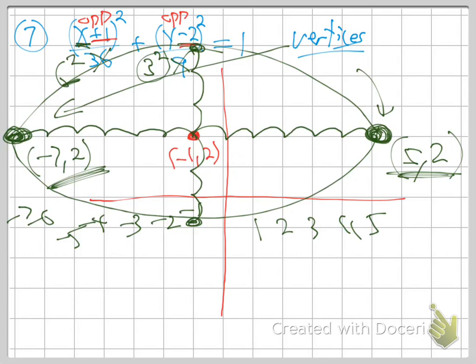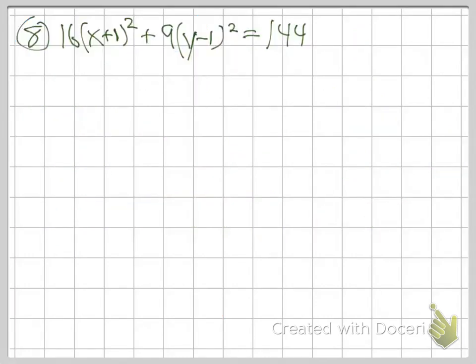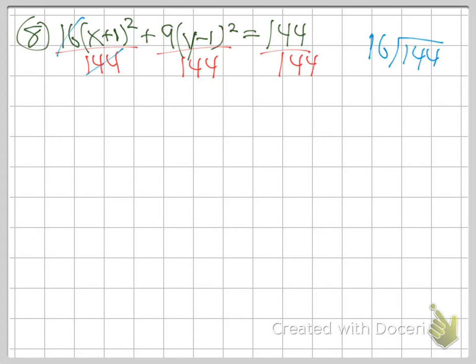Good on that? All right, on we go. We got to give it the right look. What do we need to do to this thing to put it in the right form? Yeah, you got to get a 1 on the right side, so divide through by 144. Do you know how many times 16 goes into 144? If you're not sure, you can just go over here by hand and try it. It turns out it's 9. 16 times 9 must be 144. So 9 must go in there 16 times.